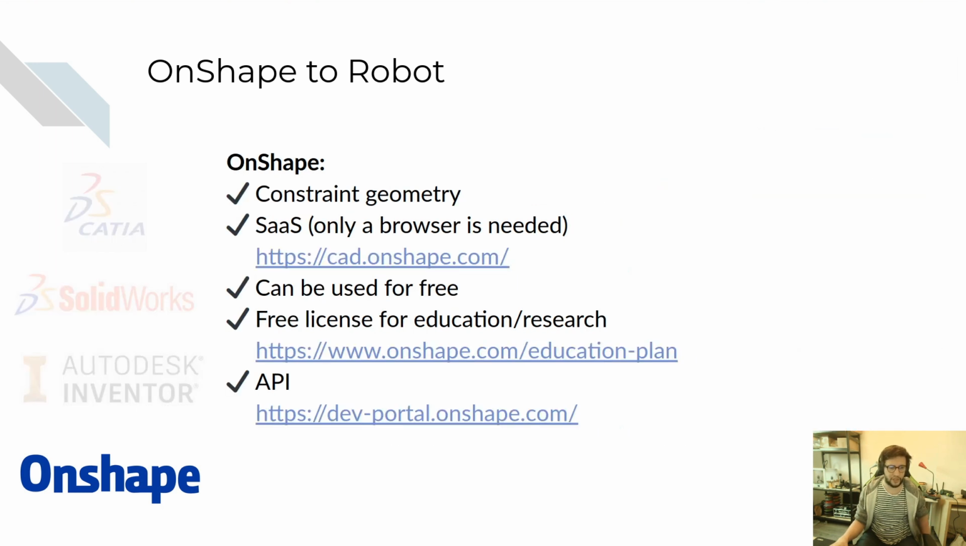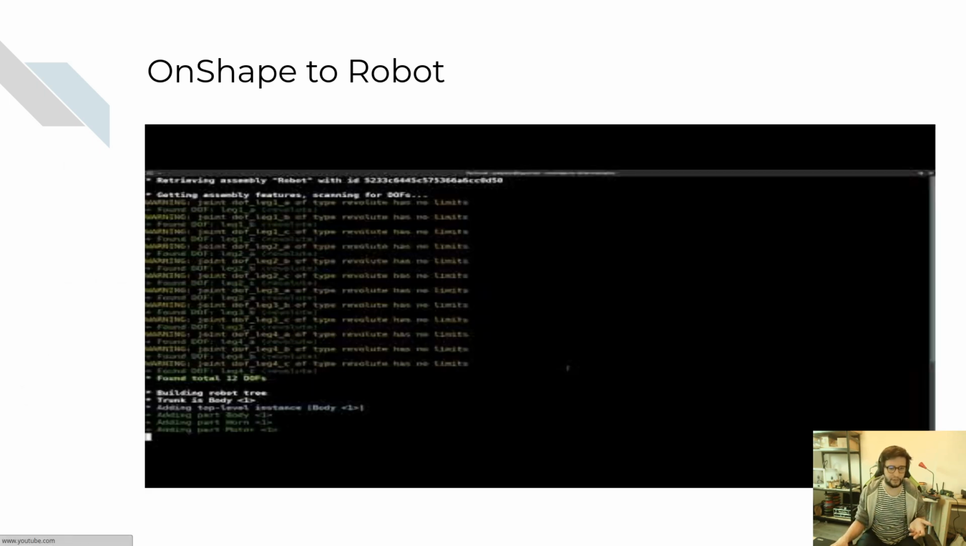So first, why Onshape? Onshape is a constraint geometry software, just like the others. It's software as a service. You only need a web browser if you want to use it. It can be used for free, especially if you have an educational background, you have an educational account with a free license. And most of all, there is an API. So onshape-to-robot is a Python API requesting the parts from Onshape, retrieving your assembly, retrieving your parts, and creating the URDF from those requests. And this is why it can work, actually.